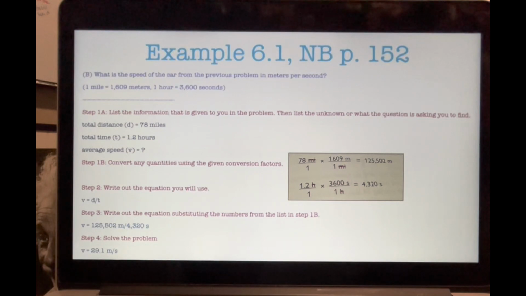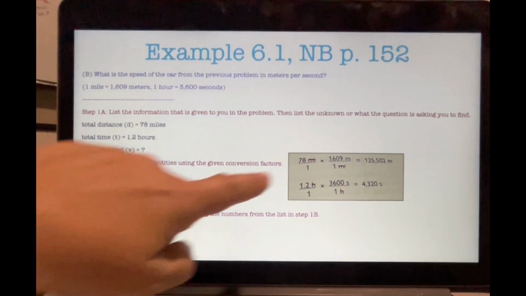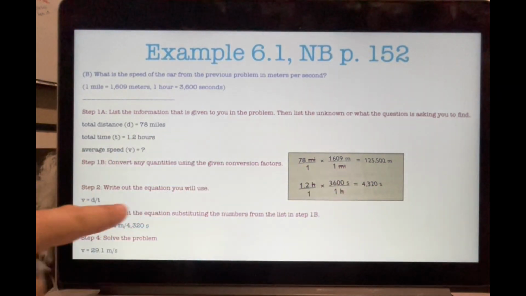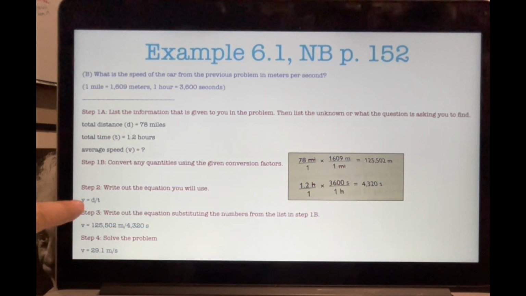So step 2, write out the equation you will use. Speed equals distance over time. Step 3, write out the equation substituting the numbers from the list in 1B. So we figure out what our distance was and what our time was, and we substitute that into our equation. And then the final step is actually to solve the problem.